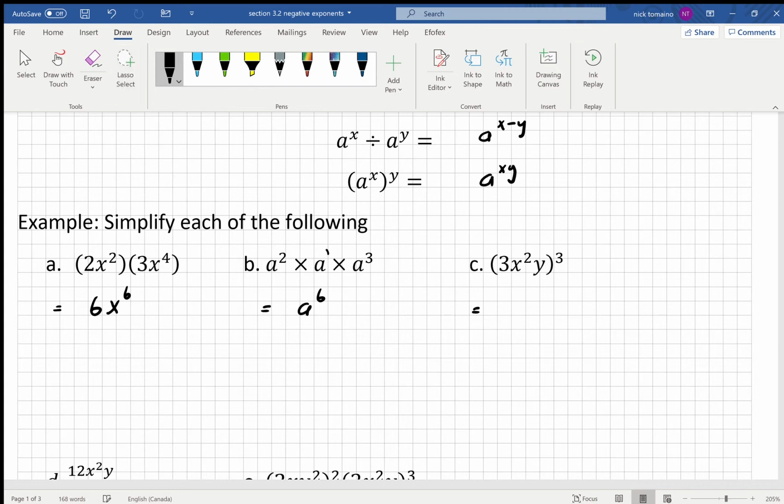Okay, and the last one, we have 3x squared y to the exponent 3. Now this exponent 3 affects each term within the brackets, so it's going to be 3 to the 3, x to the 6, right? You multiply, and then y to the 3. And then we evaluate the 3 to the 3, third power of 3, which is 27, x to the 6, y to the 3.